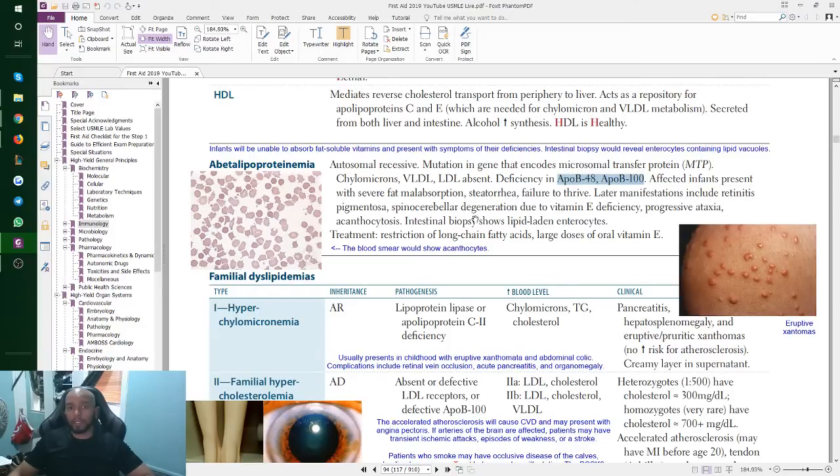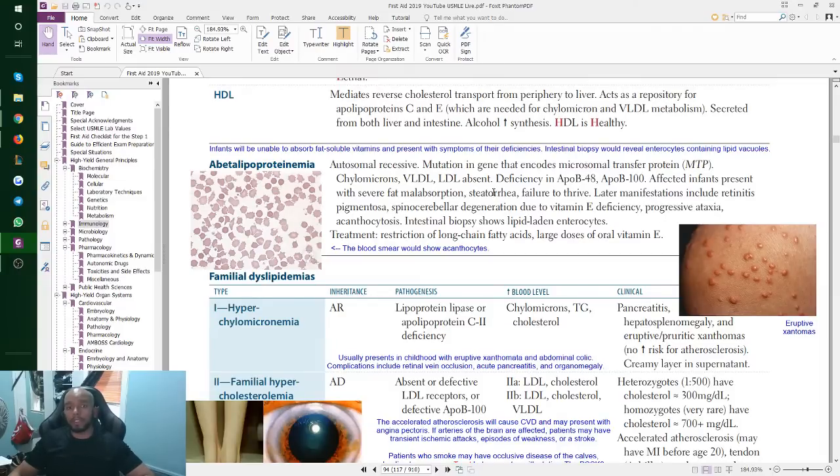So this is an autosomal recessive mutation in a gene that encodes MTP, and chylomicrons, VLDL, and LDL are all going to be absent. Right, so the affected infant now presents with severe fat malabsorption, steatorrhea, and failure to thrive. Later manifestations can include symptoms of loss of fat-soluble vitamins, right?